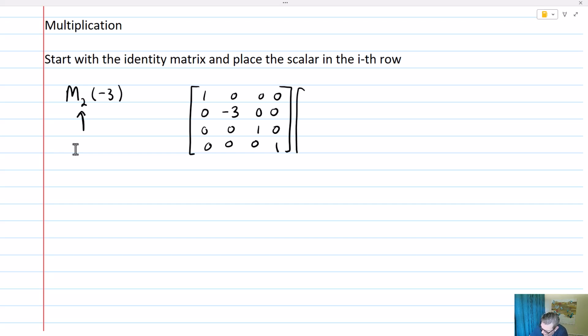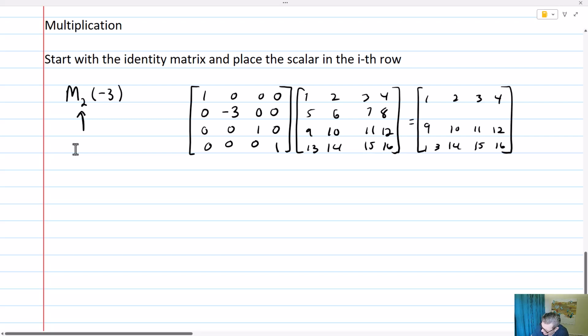And you could see if you went in, say for example, you multiply by 1, 2, 3, 4, 5, 6, 7, 8, 9, 10, 11, 12, 13, 14, 15, 16, -3. So it'll be -15, -18, -21, and -6, and -20. And that'll be your result.